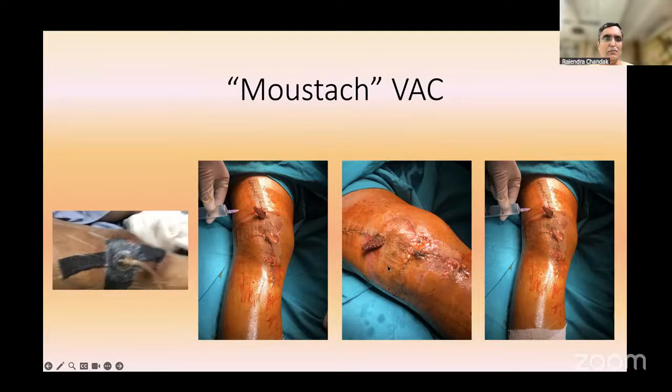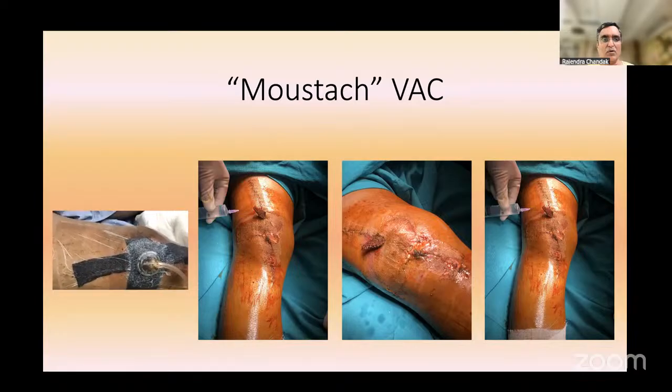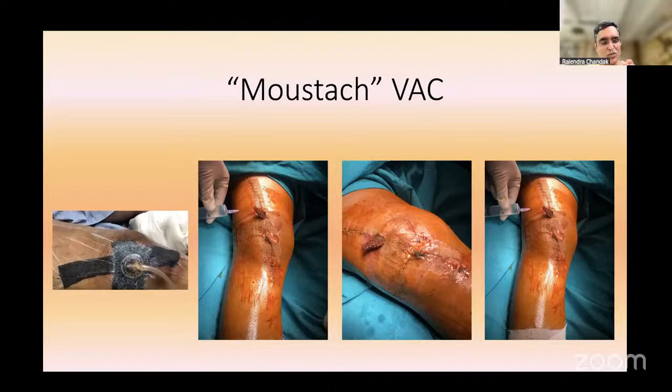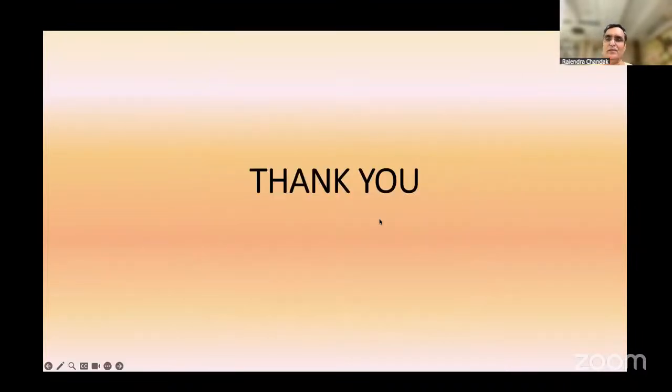Like a red cross, black cross does a wonderful thing for plastic. So I call it a black cross. And black cross works wonders for wound control. So this healed completely. So this is how VAC can be used along with antibiotic spacers.